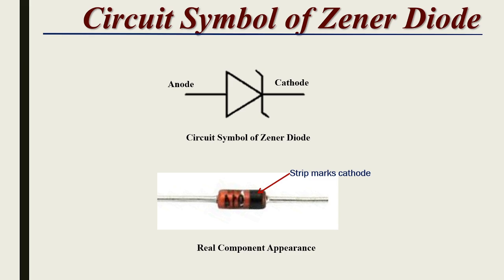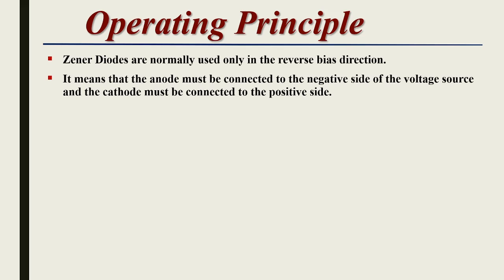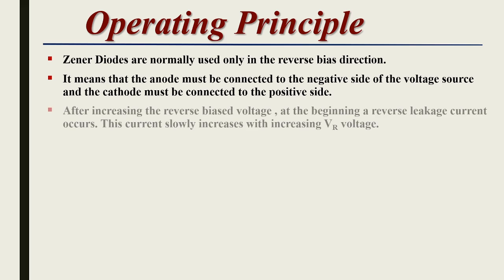So here the circuit symbol of Zener diode and the real component appearance is given. So here this black strip marks the cathode. Zener diodes are normally used only in the reverse bias direction. It means that the anode must be connected to the negative side of the voltage source and the cathode must be connected to the positive side.